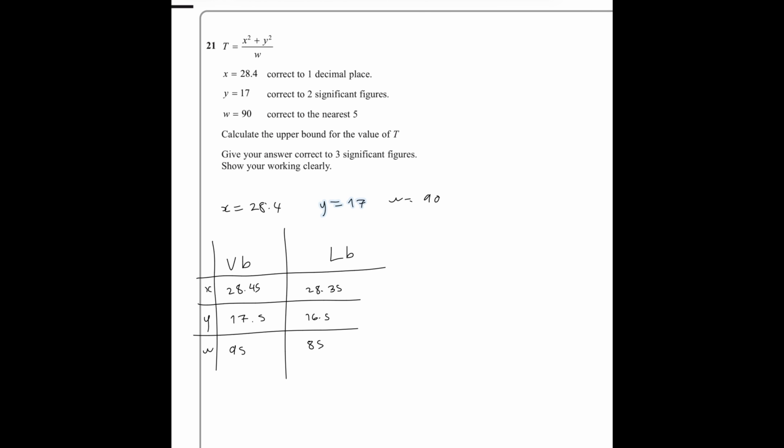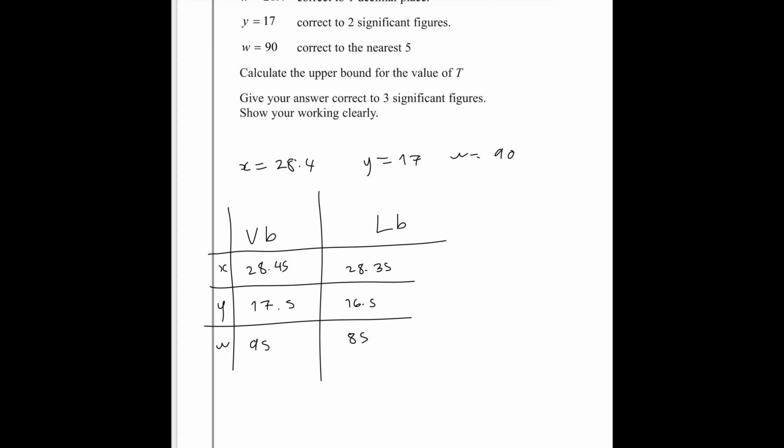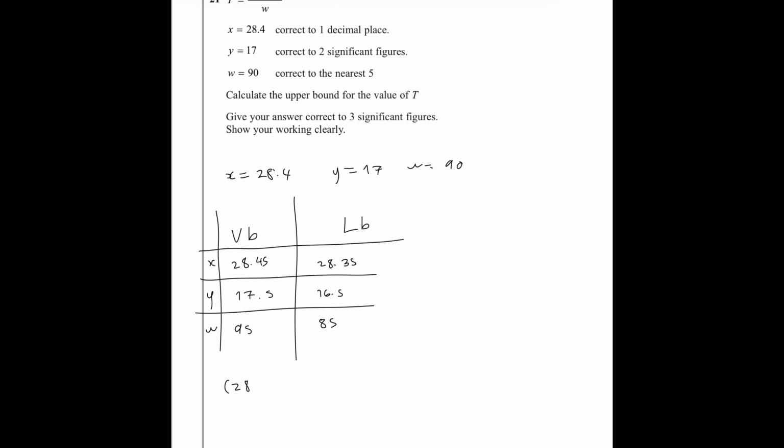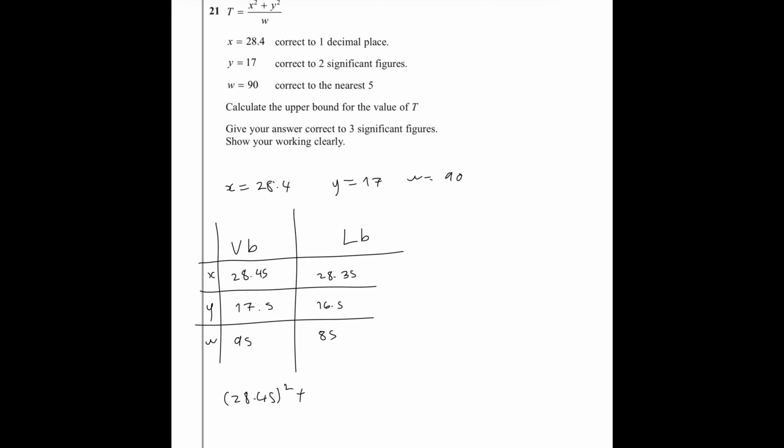Now we want the upper bound for the value t, so we want the largest possible value for t. So we want the values on top to be as big as possible and the value on the bottom of the fraction to be as small as possible, because that's how you get the maximum, the upper bound of t. So you want the upper bound of x, 28.45 squared, plus the upper bound of y, 17.5 squared, over the lower bound of w, which is 85. Put it into the calculator.